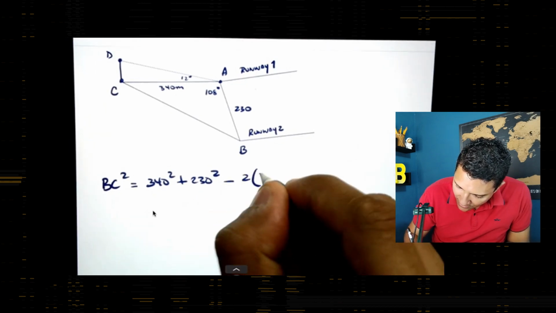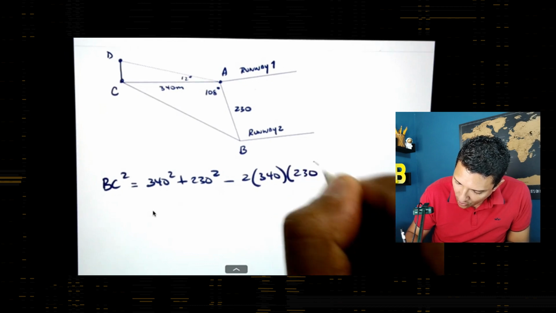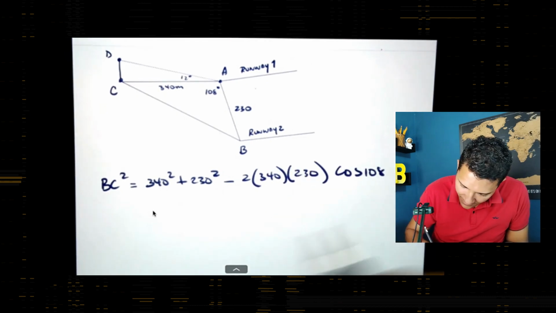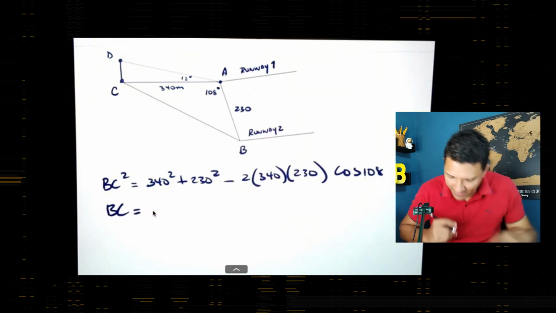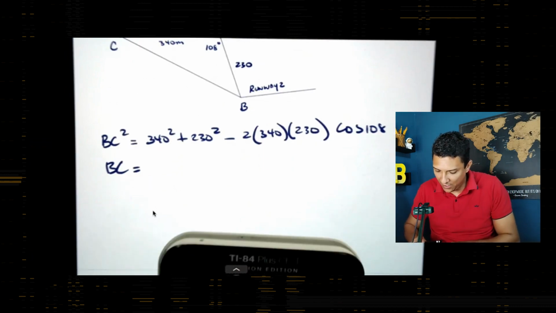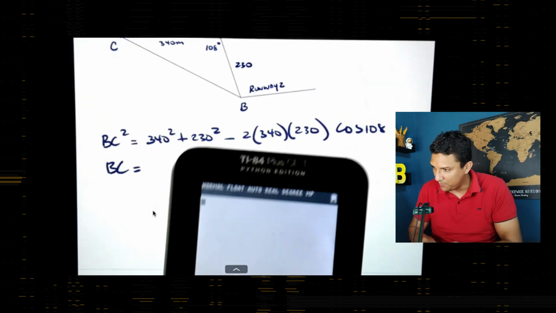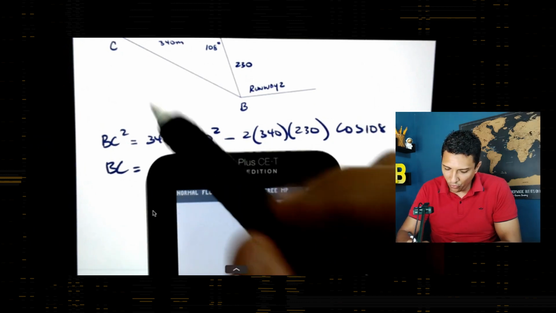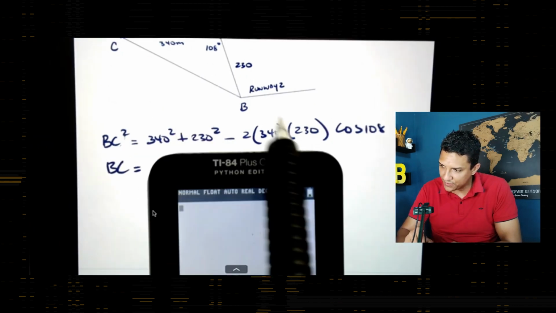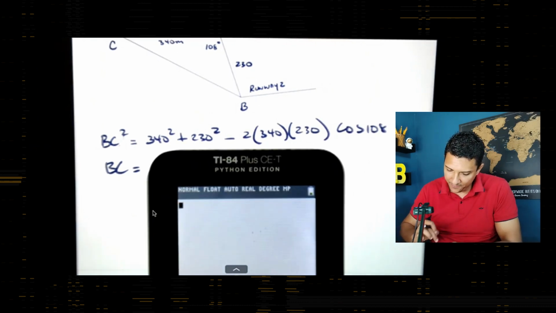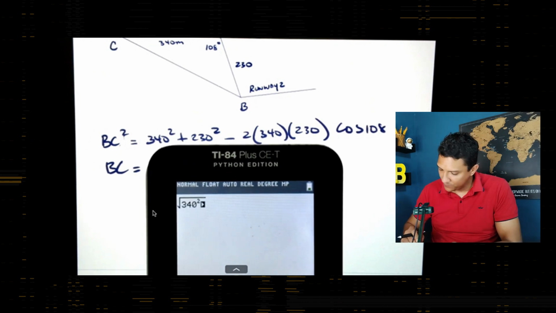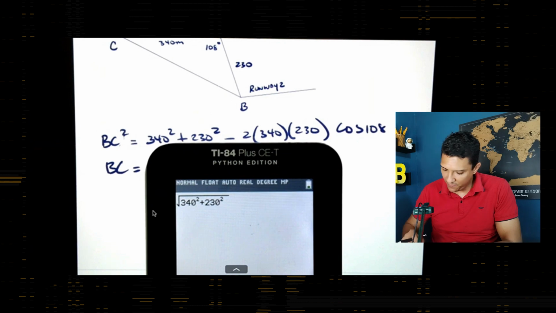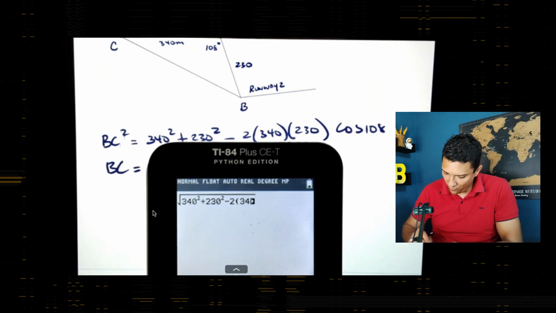minus 2 times 340 times 230 cosine of 108. So basically, I'm going to input this in my calculator. If you don't know how to do it, here you have what I'm going to input. Remember that I always pass this square to the other side, so it's going to be the square root. So it's 340 to the second power plus 230 to the second power minus 2 times 340 times 230 cosine of 108.